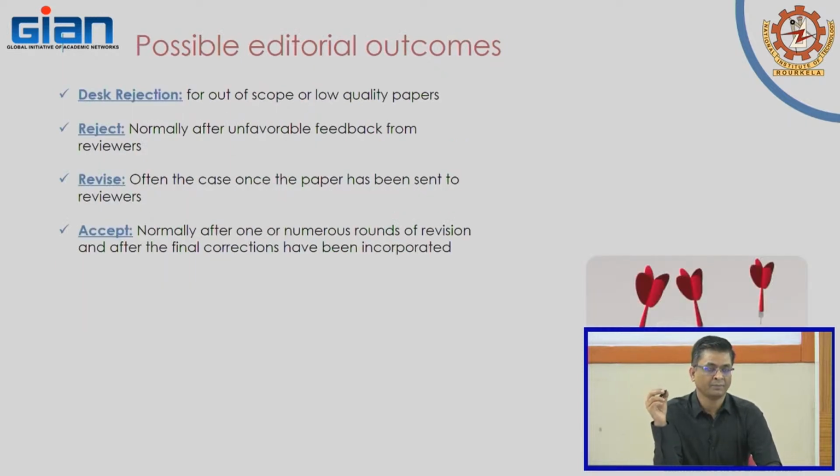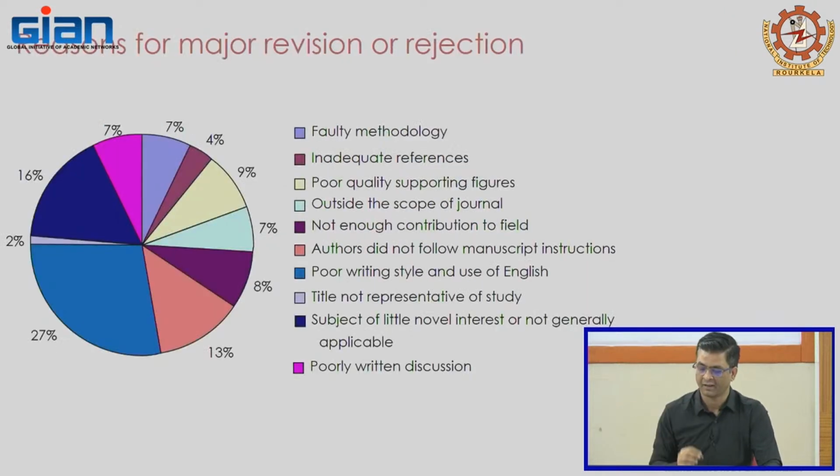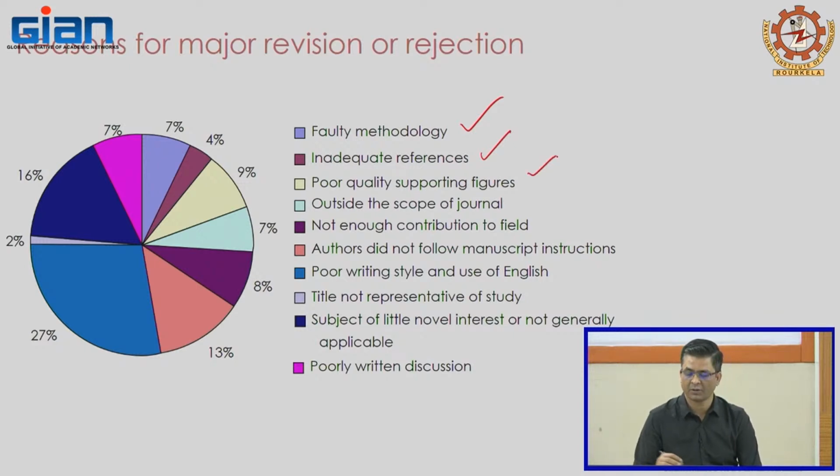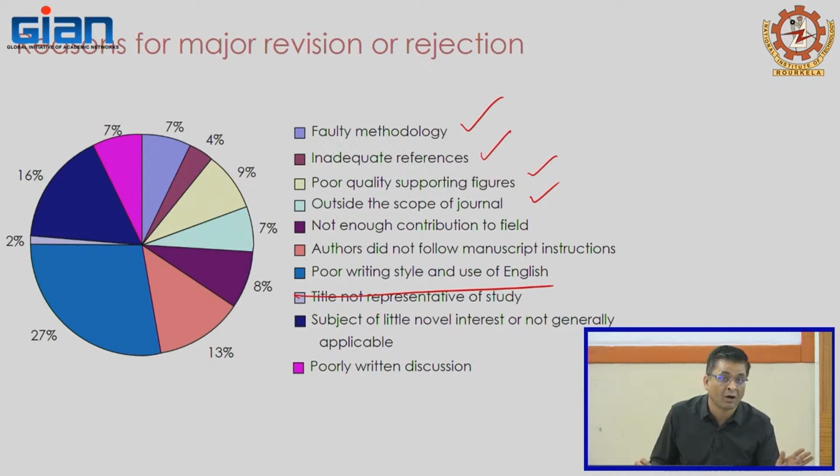Possible editorial outcomes: desk rejection, reject, revise, accept. Whosoever has submitted a paper is aware of that. Reasons for major revisions: faulty methodology, inadequate references, poor quality supporting figures, outside the scope of the journal. The majority one is poor writing style and use of language. That is one of the reasons, writing wrong sentences which dilute the meaning of the data that is there.